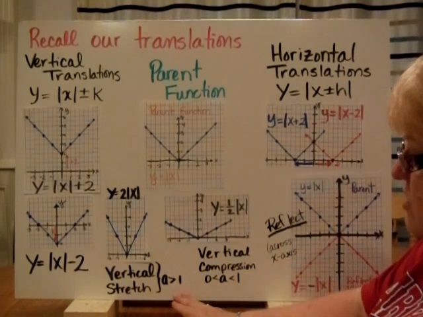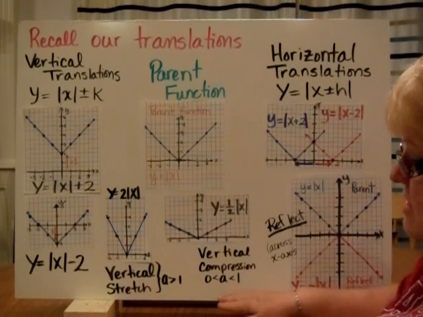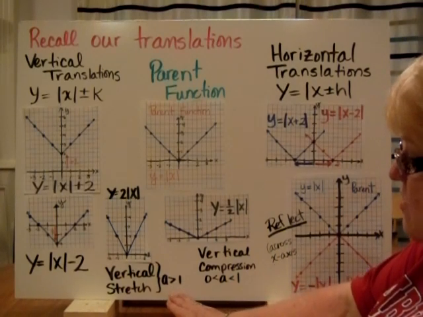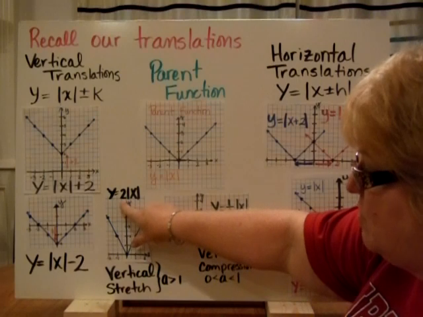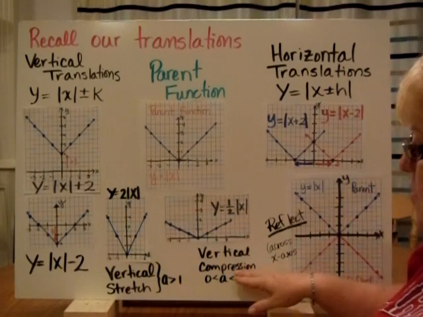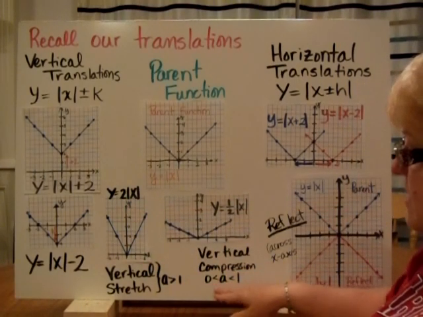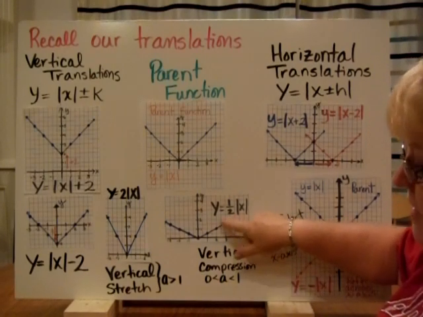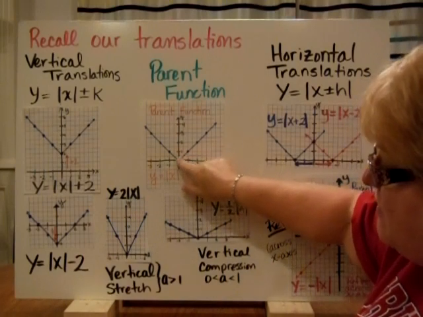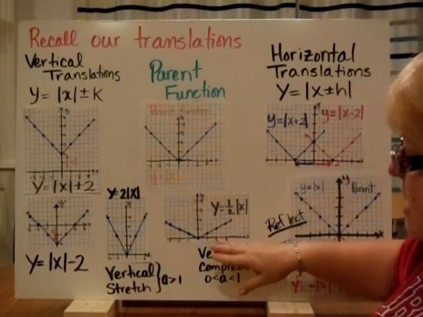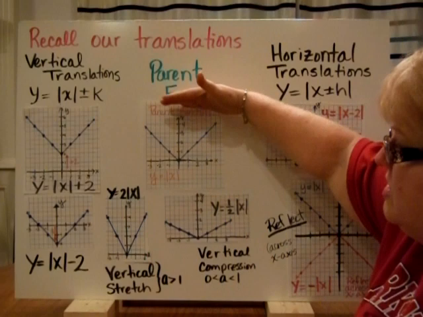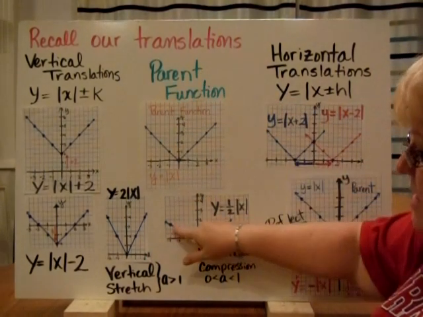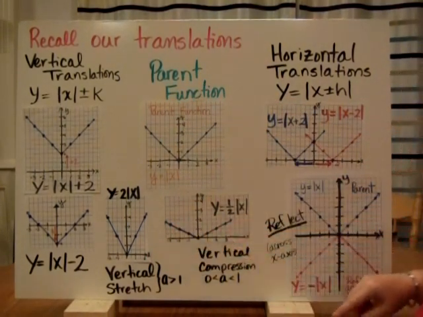We also have vertical stretches and compressions. Your stretch is when your a is greater than 1, as in this example where a is 2. Your compression is when a is between 0 and 1, as in this one where a is 1/2. Notice your stretch took the parent function and made it tall and thin. Your compression took the parent function and applied pressure to squish it down and make it short and stubby.